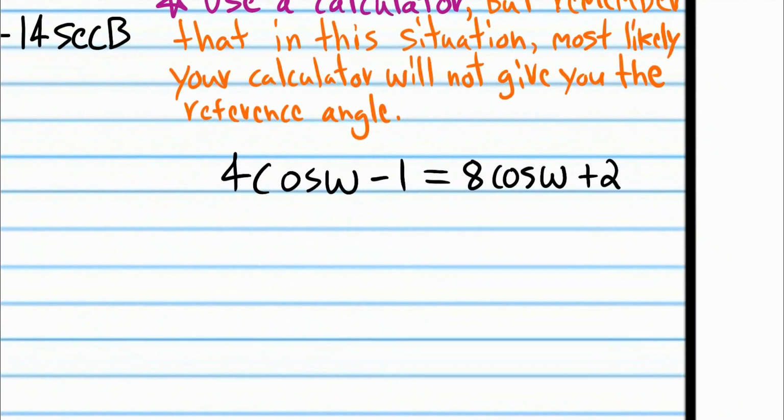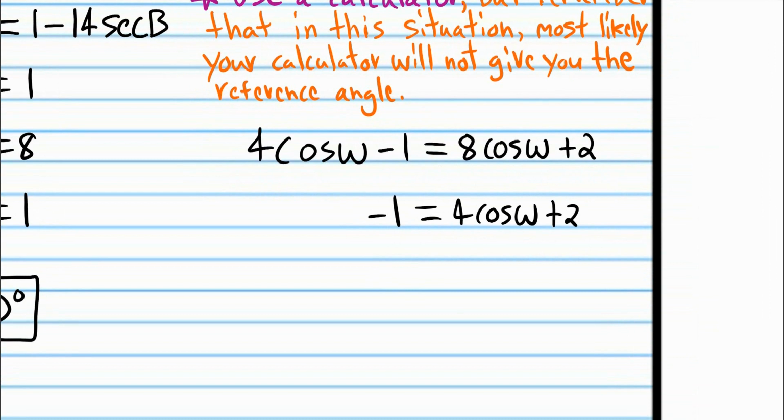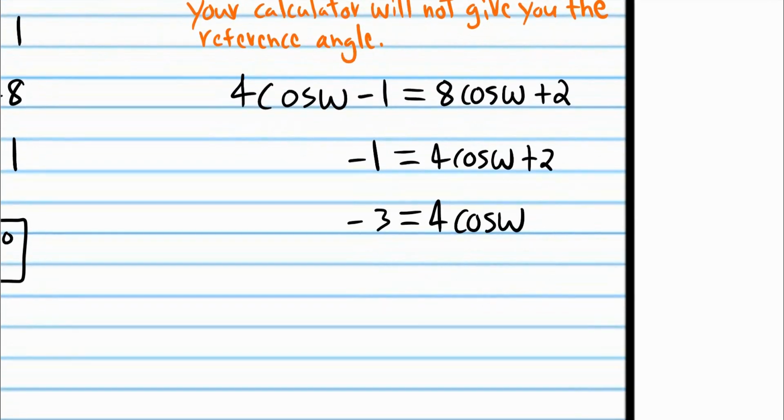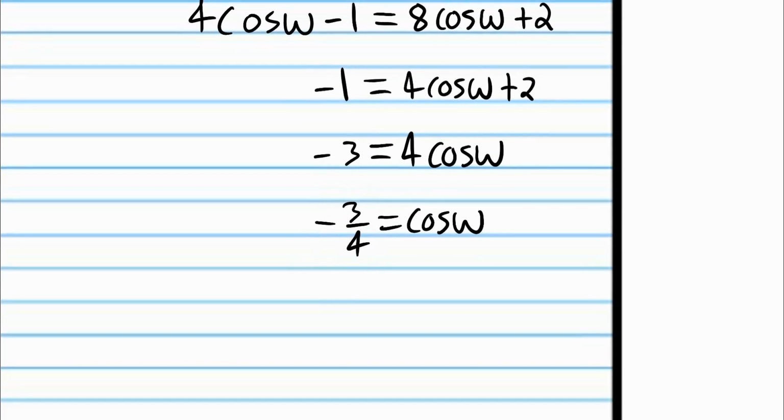All right, we're back. I'm going to subtract 4 cosine omega from both sides. And I'm going to subtract 2 from both sides. And then I'm going to divide both sides by 4. And we don't recognize this ratio. So we're going to have to use the calculator.